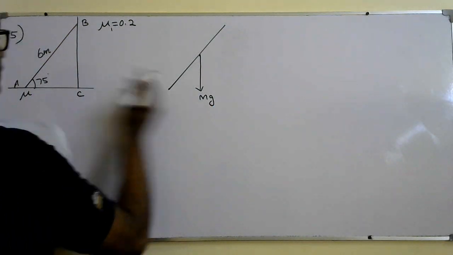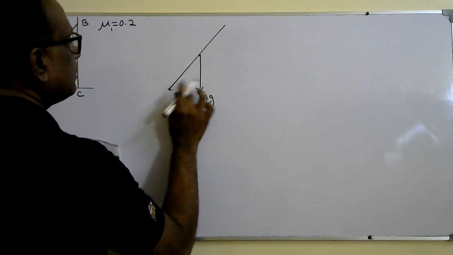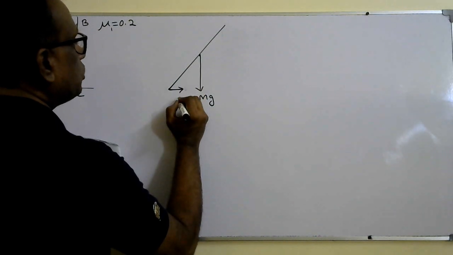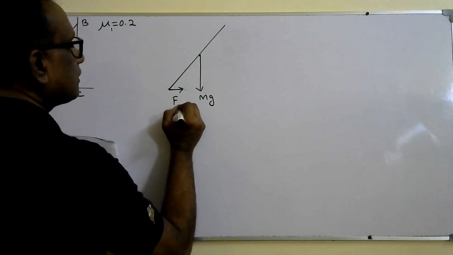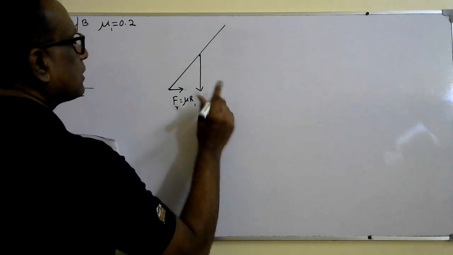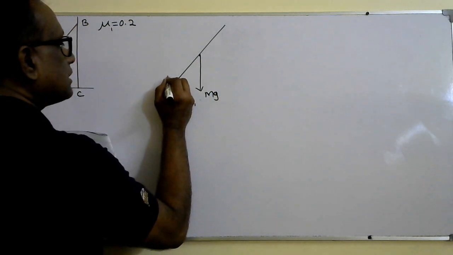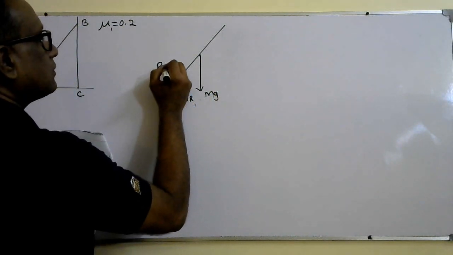So it's at limiting equilibrium. It will try to slip to the left. So the friction will be to the right. F equal mu R. So this is a friction, mu times R1. This is mg. R1 is the normal reaction here at A.